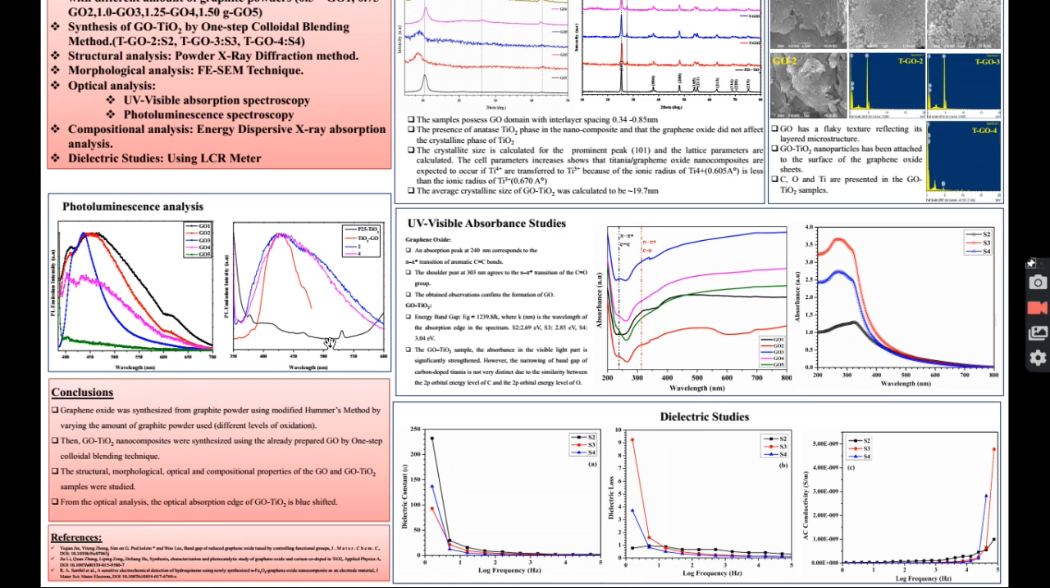From photoluminescence analysis, there are also two peaks. The first peak at 410 nanometers is the pi to pi star transition. The next peak around 450 nanometers corresponds to the band gap of the material.